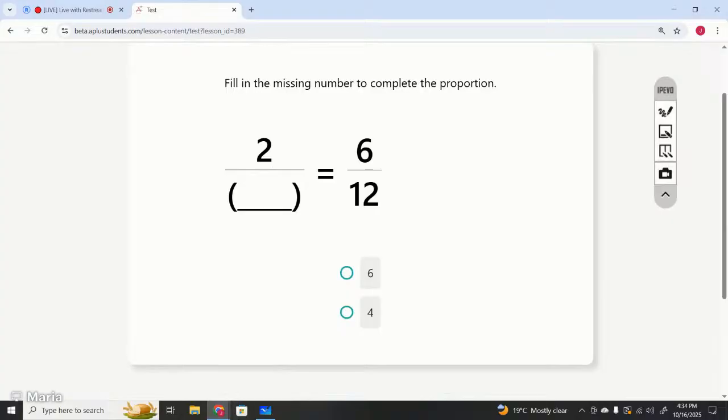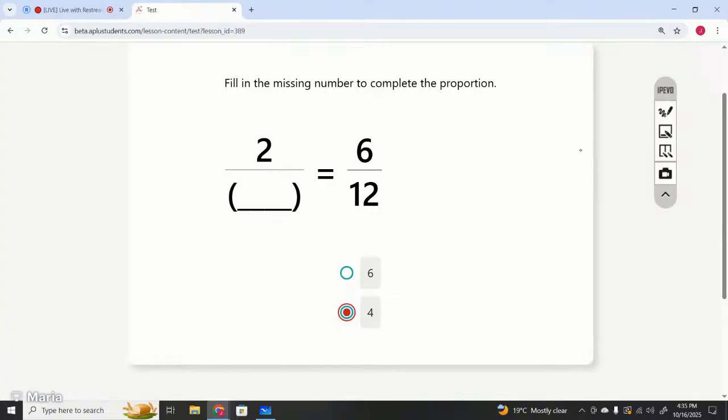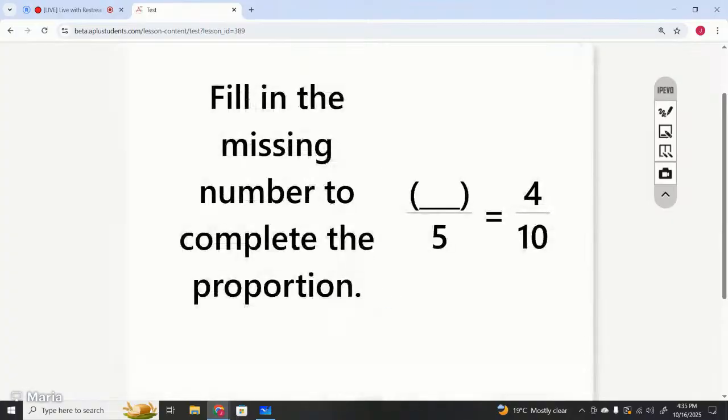Fill in the missing number to complete the proportion. 2 times 3 is 6. So what number times 3 is 12? That is 4 times 3 is 12. So the correct option is 4. Option number 2 is the correct option.